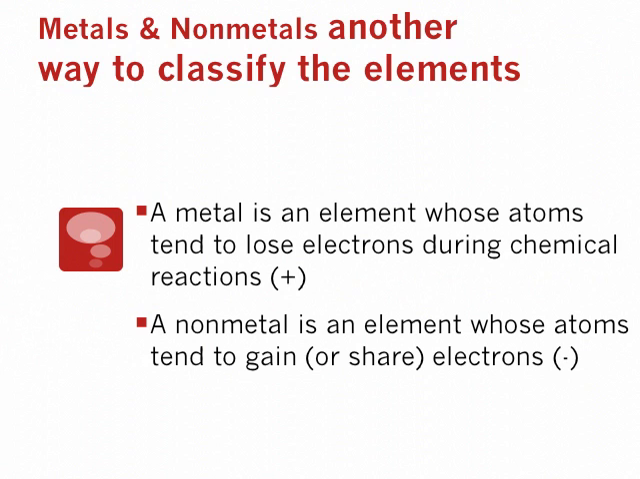Metals tend to lose electrons during chemical reactions, becoming ions with a plus charge, whereas nonmetals will tend to gain electrons to become an ion with a negative charge. Nonmetals will also share electrons in order to gain a full outer orbit.